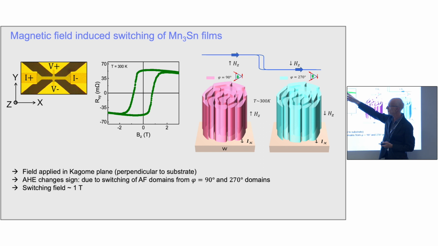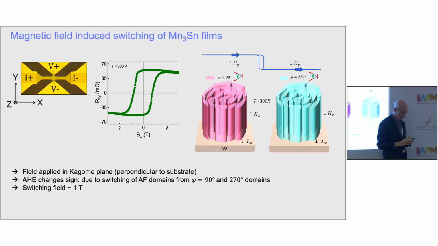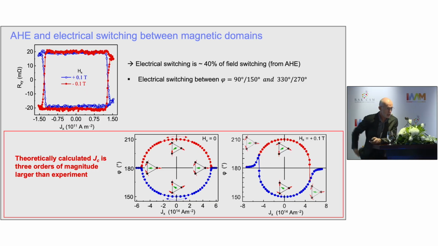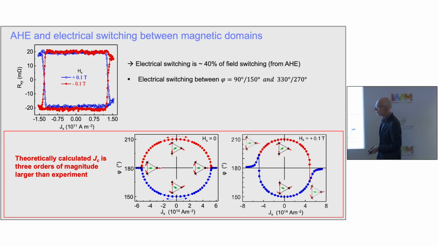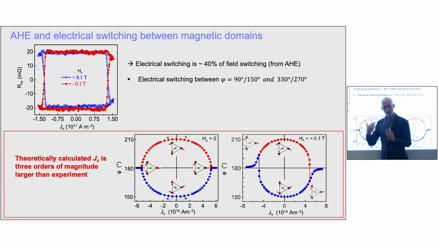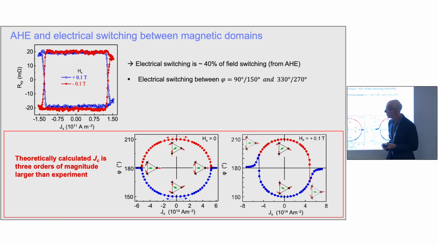It's changing here, you can see, from 60 to minus 60 in whatever units these are. So what happens now when we apply current? We can apply current, shown as 10 to the 11 amps per square meter. And what do you see?